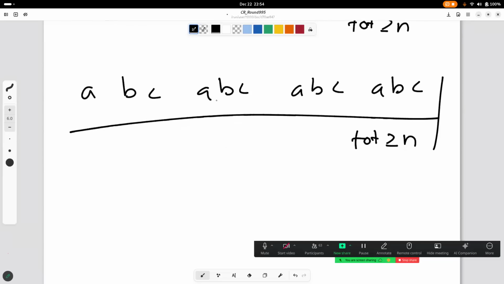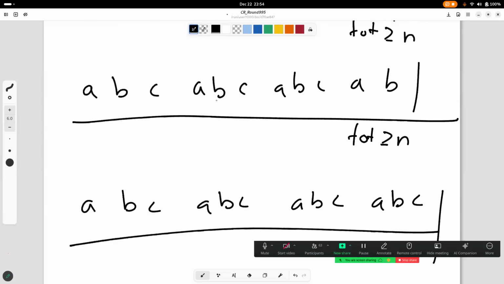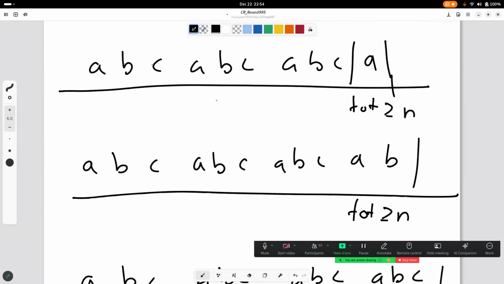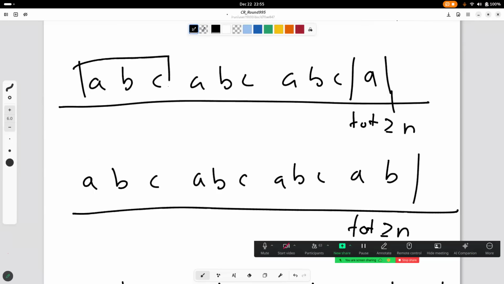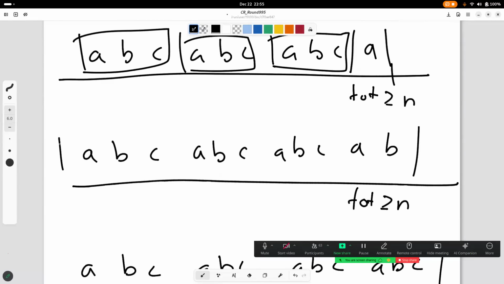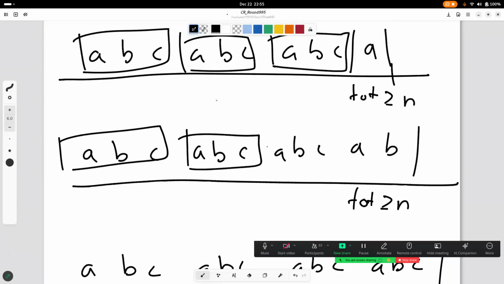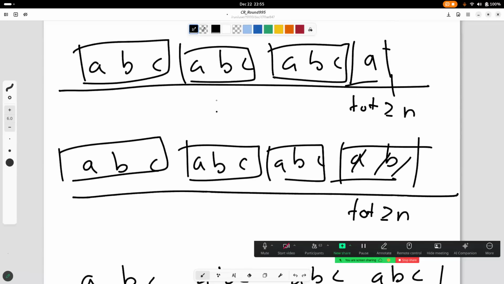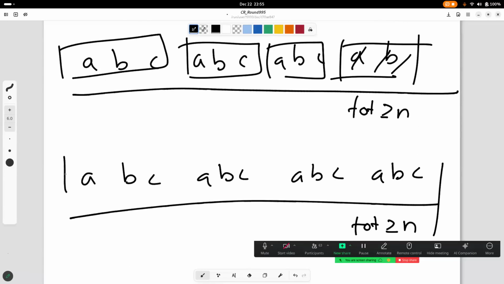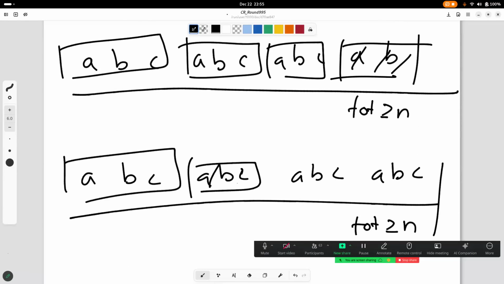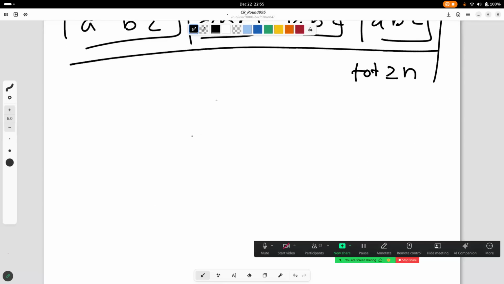Now, the point to be observed here is that you can divide your complete journey into blocks of ABC. Here too, you can divide it into blocks of A, B, C, and one last incomplete block. So you can divide these things into blocks of A, B, C, and this last incomplete block. We'll discuss why we are calling this an incomplete block.